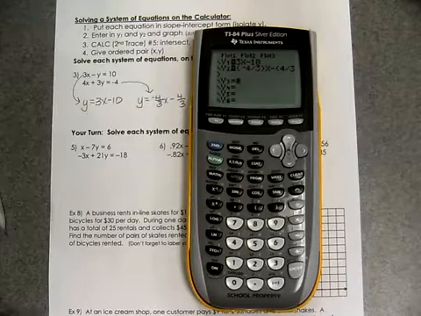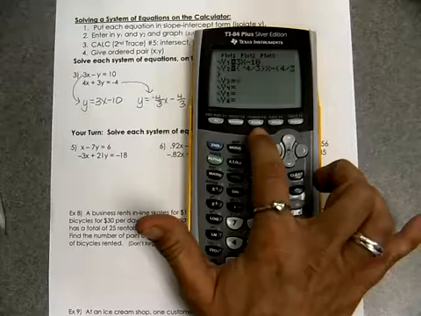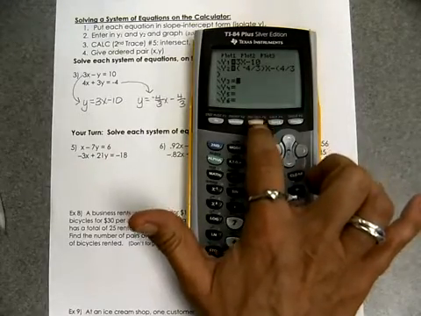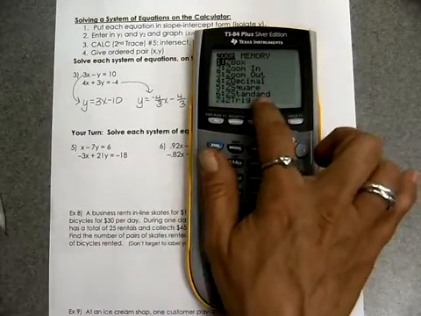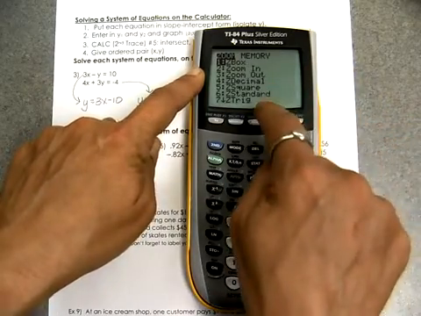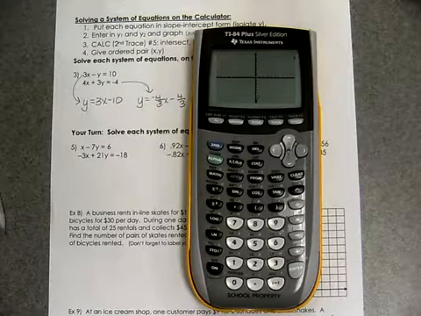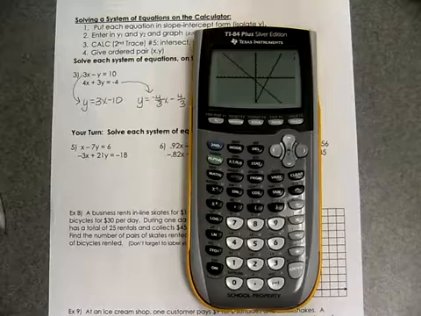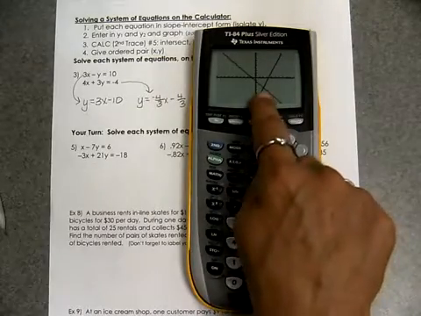Okay? Now to graph it, one thing you can do to get what's called a standard window is press the zoom key, and then number 6 says standard, and that gives you a negative 10 to 10 on the x and a negative 10 to 10 on the y. So if we hit 6, we should see those two equations pop up. Okay, so that was step 2. We want to make sure we see the intersection.